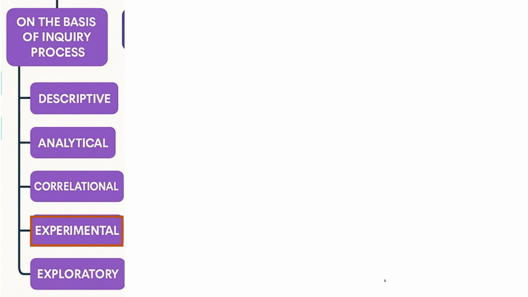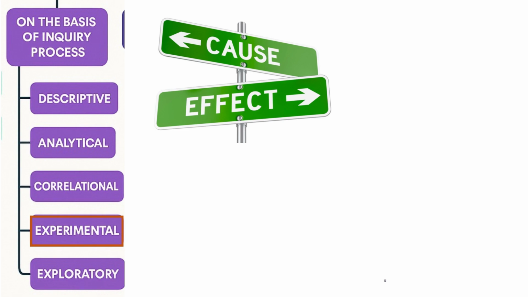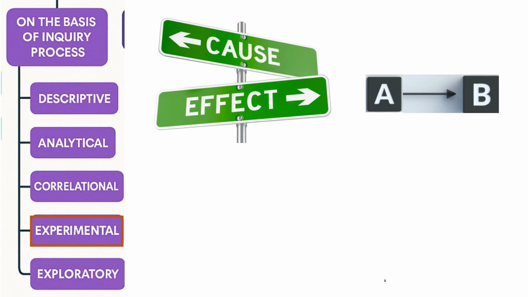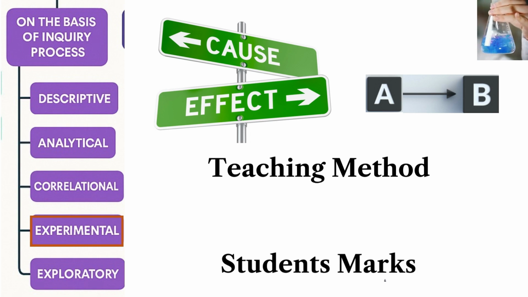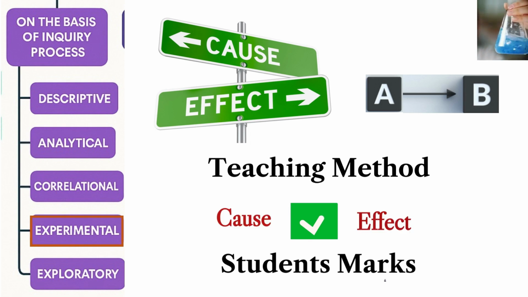Experimental research. Experimental research shows the cause and effect relationship between two things. Experimental research tests whether one thing affects another or not. In this, the researcher conducts an experiment and observes whether one thing is affecting the other or not. For example, do students' marks improve with a new teaching method? If they do, then there is a cause and effect relationship between the new teaching method and the students' marks.